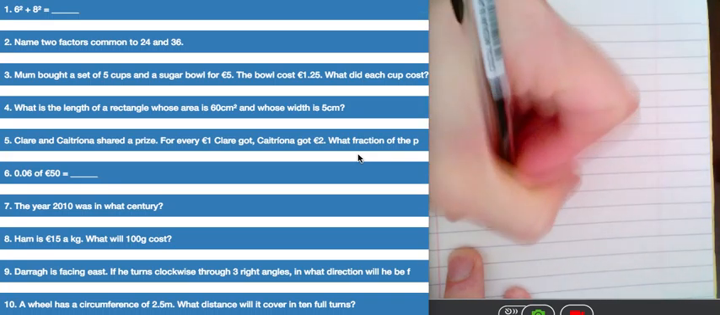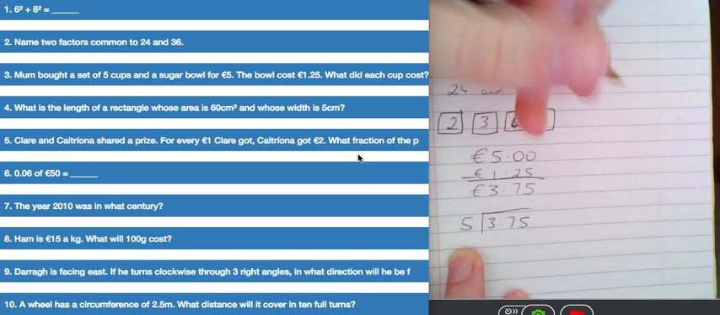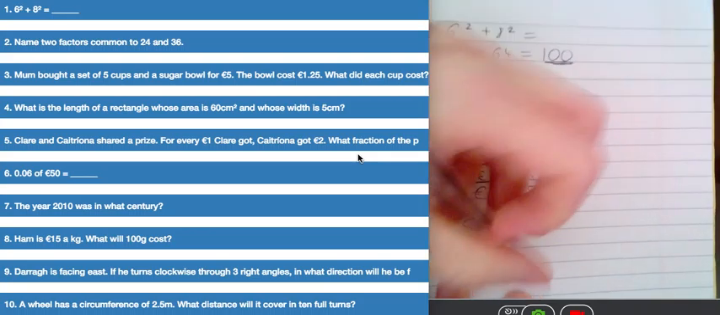We divide €3.75 then by 5. You can find out what each cup cost. And when you divide that, you're left with 75 cents. So each cup cost 75 cents.